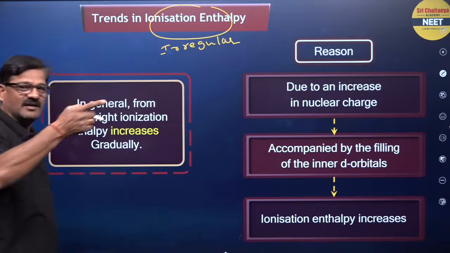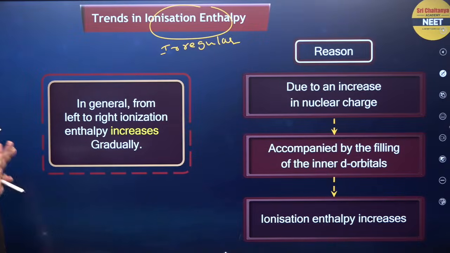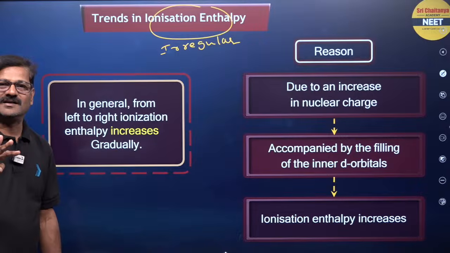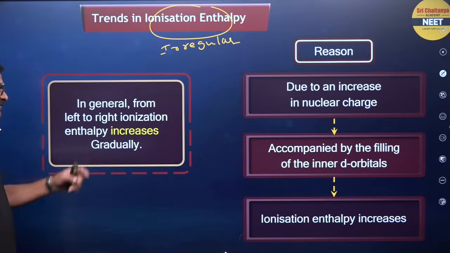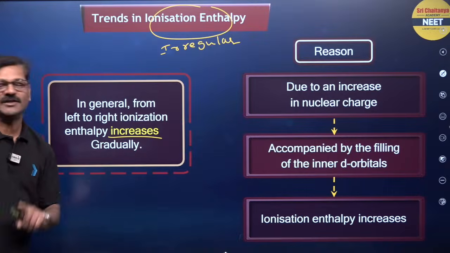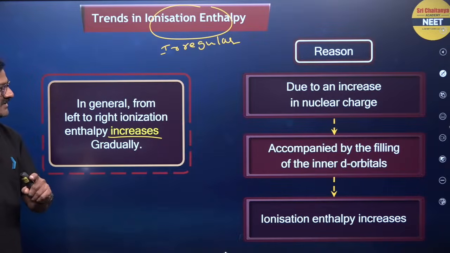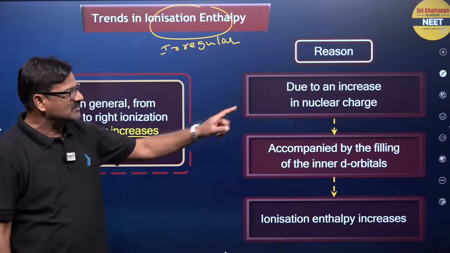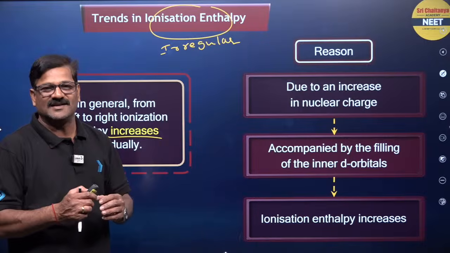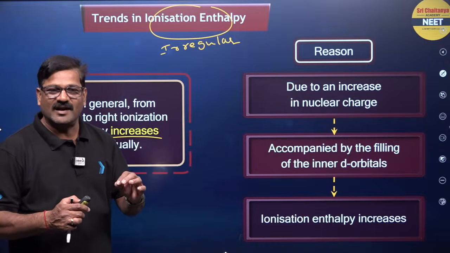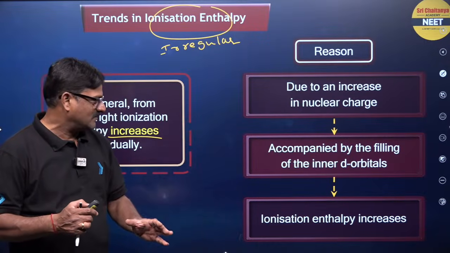Regularity and irregularity both, ups and downs will be there. So in general, from left to right, ionization energy should increase. Yes, it is increasing. The reason is the increase in nuclear charge. Electrons are tightly bound to the nucleus and it is going to have high ionization energy.